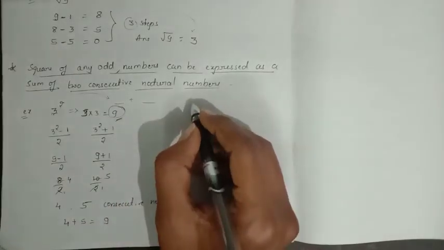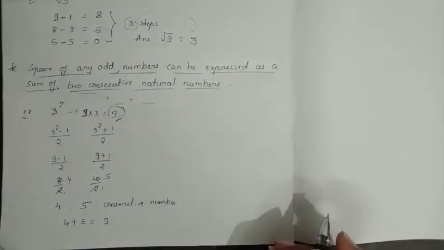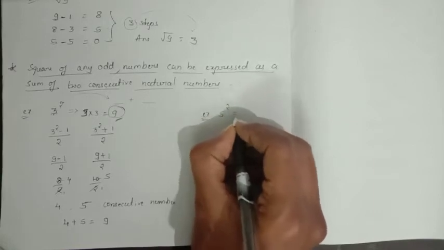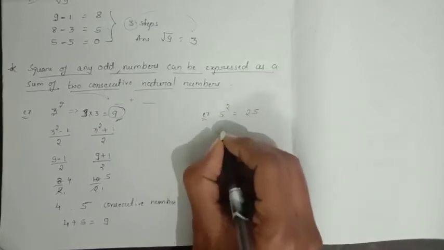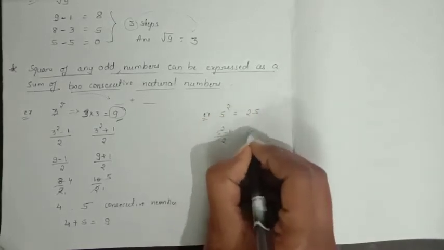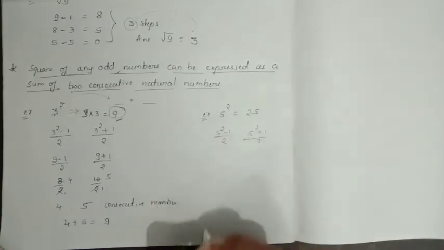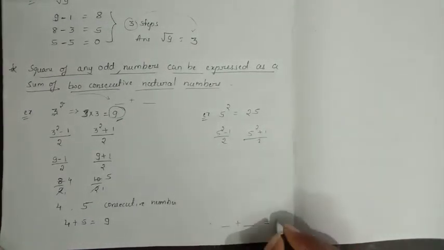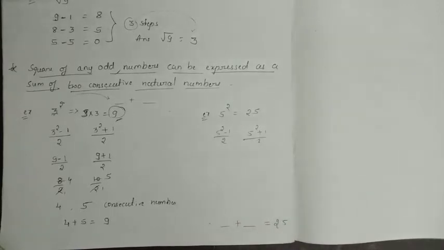Here one question arises, and you try. Try for 5 square, that means it is 25. So (5 square minus 1) divided by 2, and (5 square plus 1) divided by 2. You have to solve and find the two consecutive numbers whose sum is equal to 25. You have to solve this.